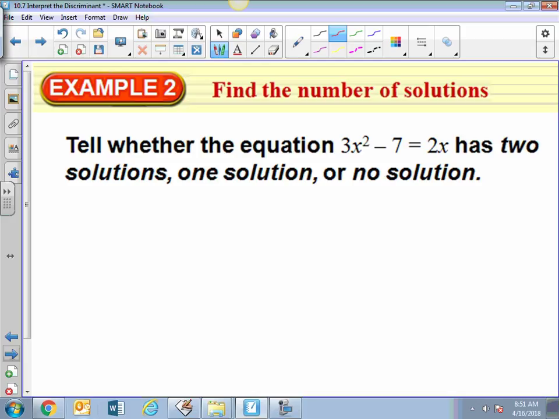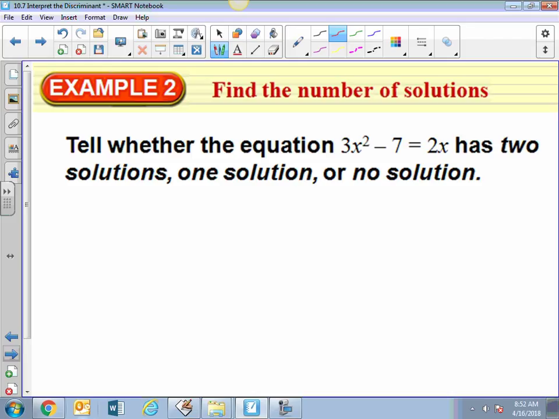Okay, so what if we had something like this? It says, tell whether the equation 3x squared minus 7 equals 2x has 2 real solutions, one solution, or no solution. Okay, so we'll go ahead and go to this. One of the things I'll point out is the reason it just says solutions and not real solutions is because, again, in this book, they never deal with imaginary numbers. So they assume that you already know that.